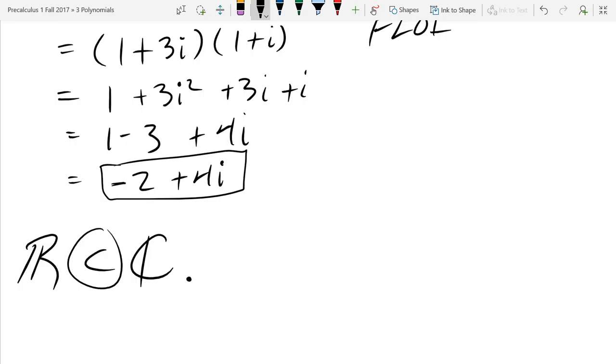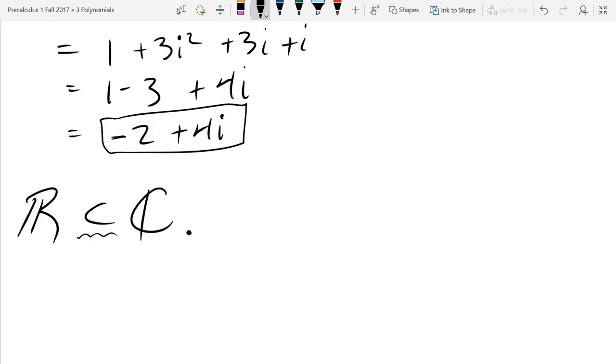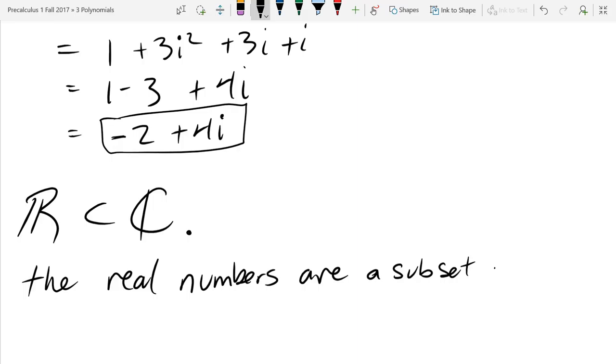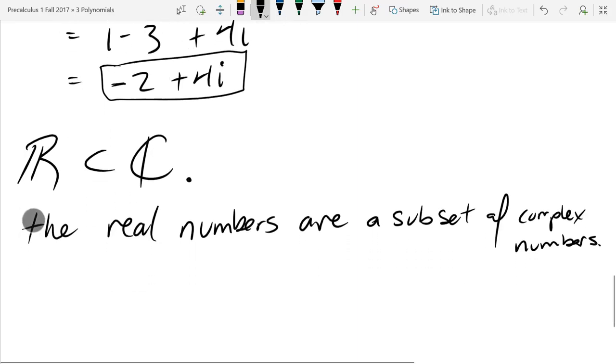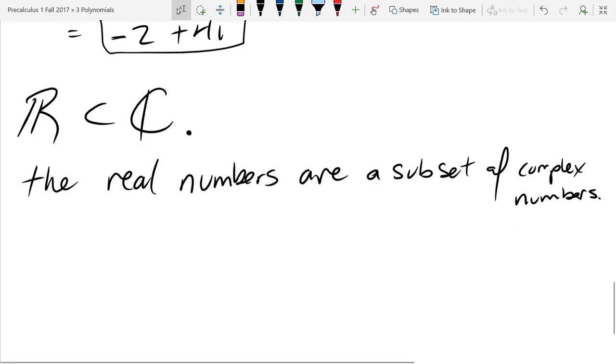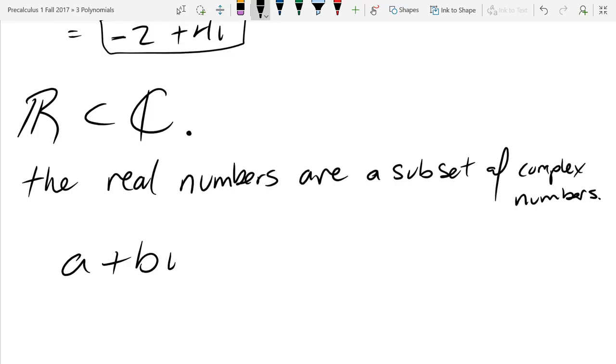So this is a math sentence. Can anybody read and translate this into an English sentence? We've seen this symbol, I think. All right, I'm opening up to anybody. The real numbers are a subset right there. So it says the real numbers are a subset of the complex numbers. You've definitely seen R before, that capital R. So this says the real numbers are a subset of the complex numbers. Of course, we write in math because it takes a lot less time than writing out sentences.